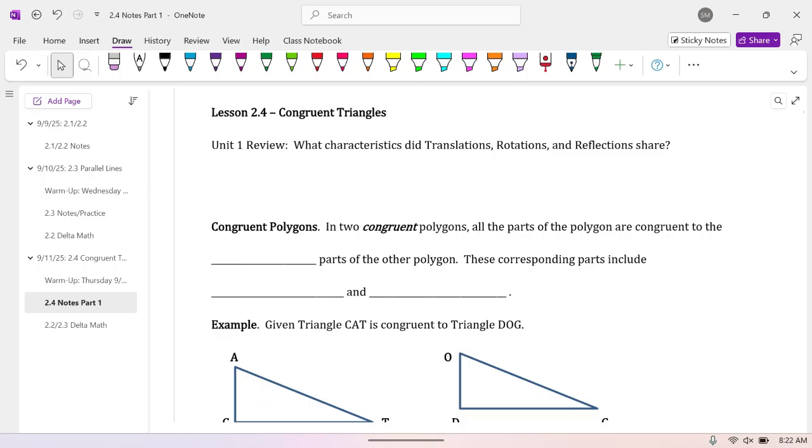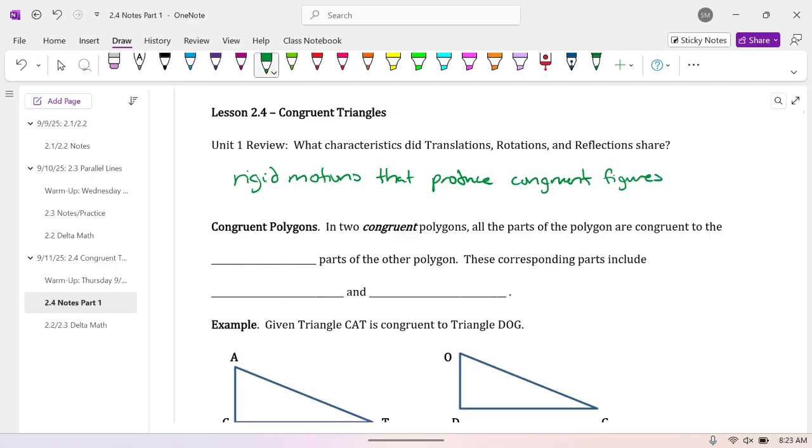All right. So quick review from Unit 1. What characteristics do translations, rotations, and reflections share? They're rigid motions. They also produce what? So because they're rigid motions, what happens to the image? They're the same, or they're congruent figures. So they're rigid motions that produce congruent figures. All right.